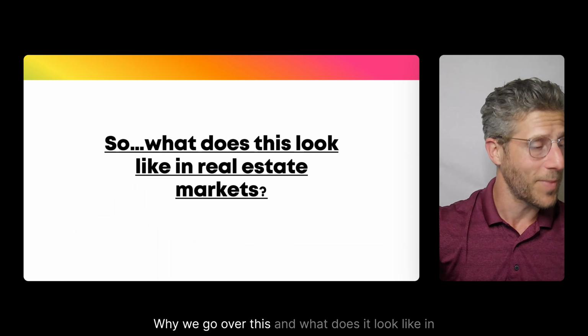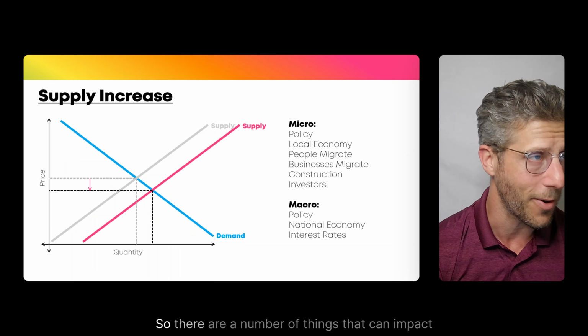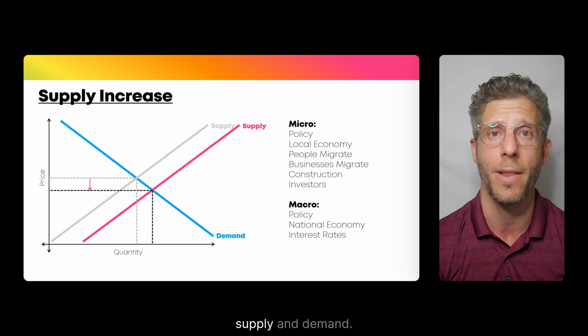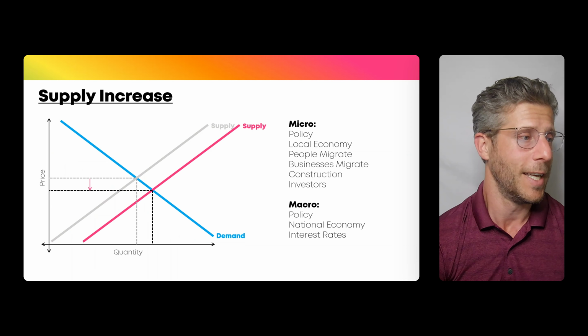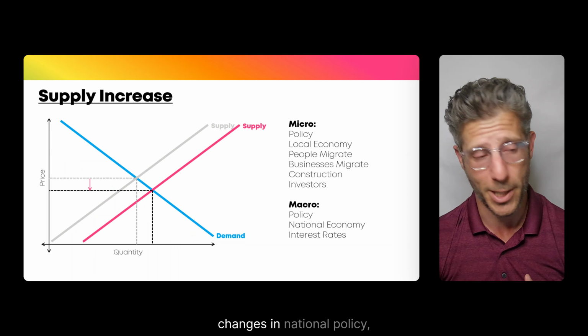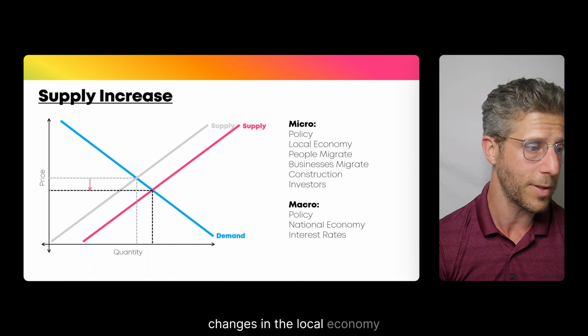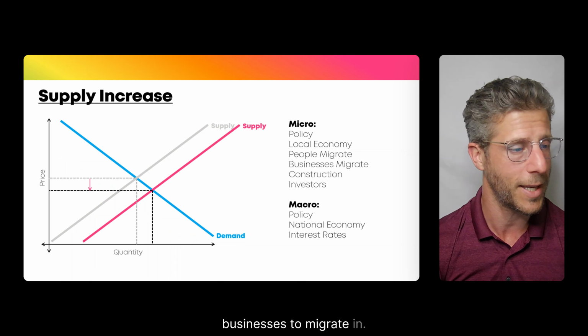Why do we go over this? What does it look like in real estate markets? There are a number of things that can impact supply and demand, on a micro level and a macro level. For supply increases, you could have changes in local policy, changes in national policy, or changes in the local economy that would cause people to migrate in or businesses to migrate in.